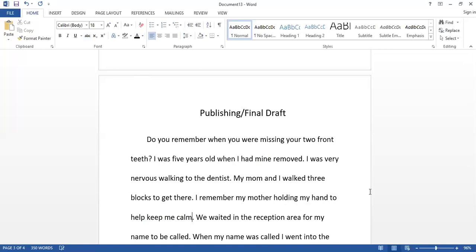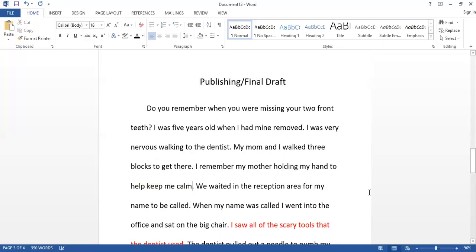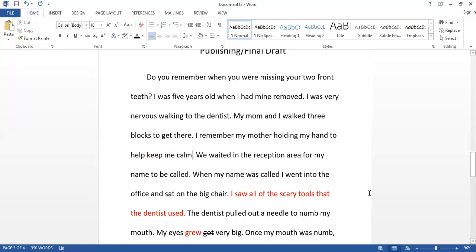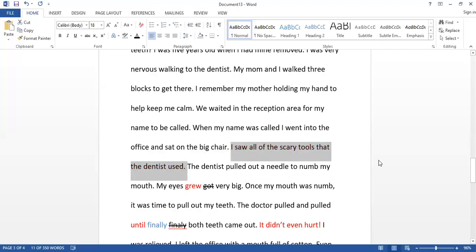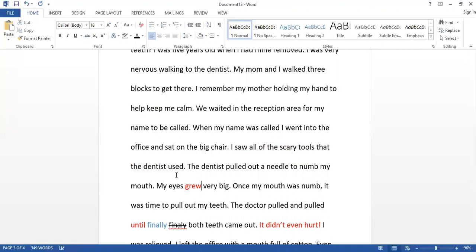Let's keep going. We waited in the reception area for my name to be called. When my name was called, I went into the office and sat on the big chair. I saw all of the scary tools that the dentists use. Okay, we're going to keep it. The dentist pulled out a needle to numb my mouth. My eyes grew very big. Deleting "got" and changing the font for "grew."